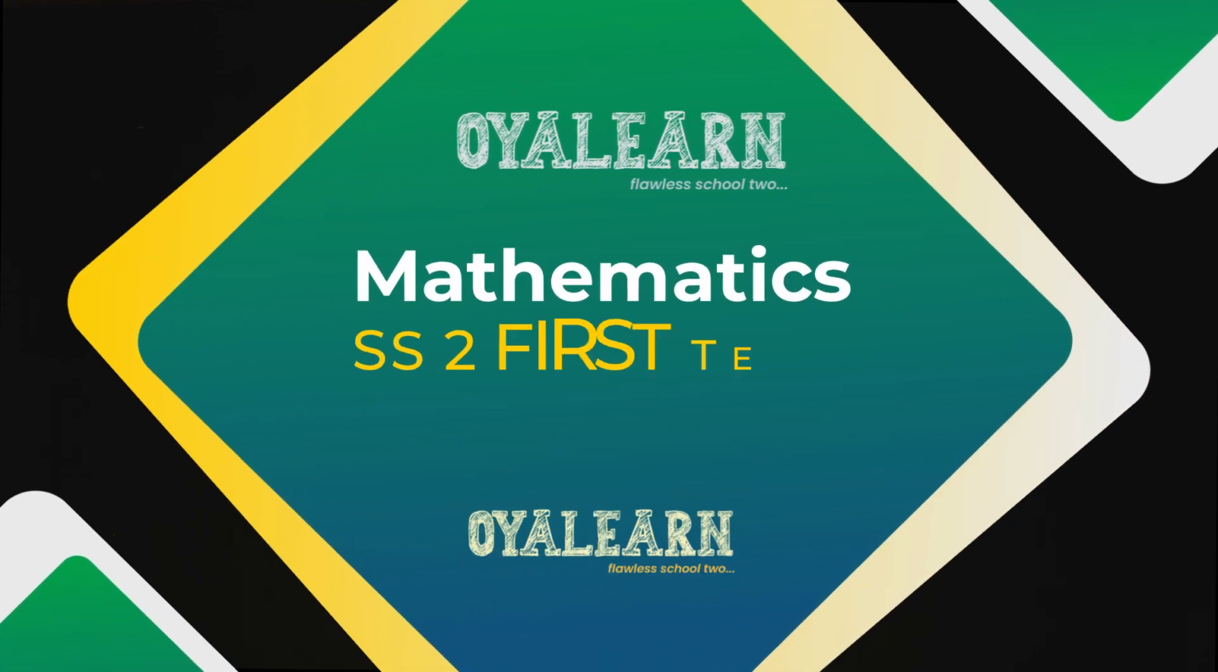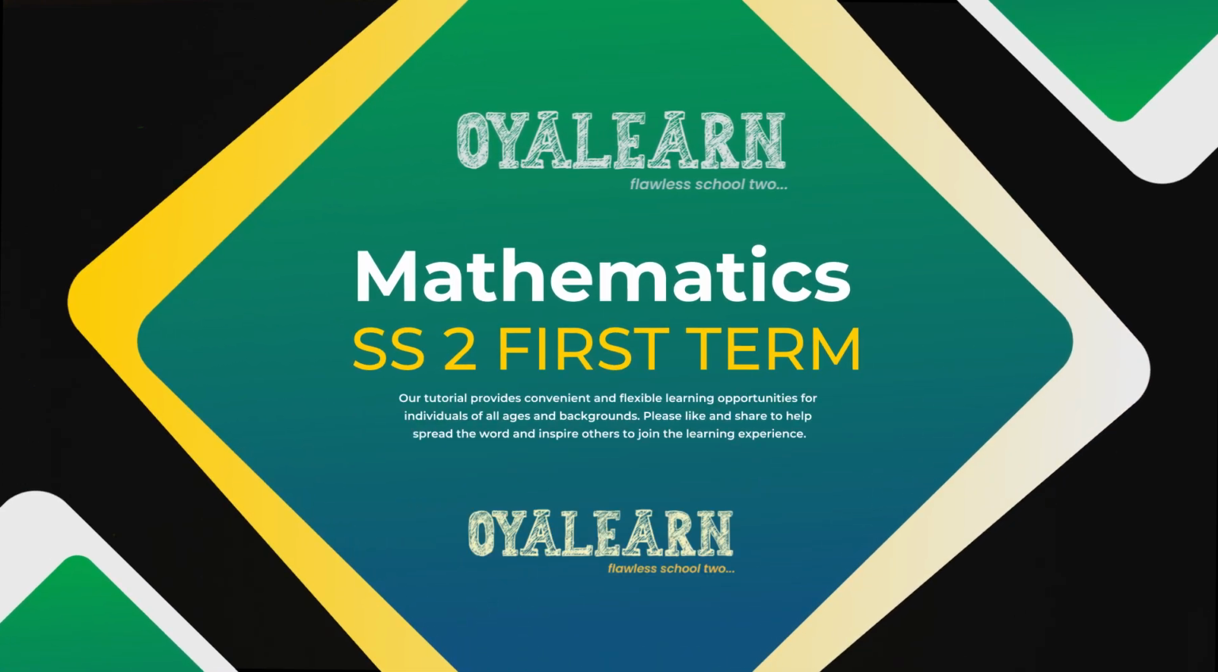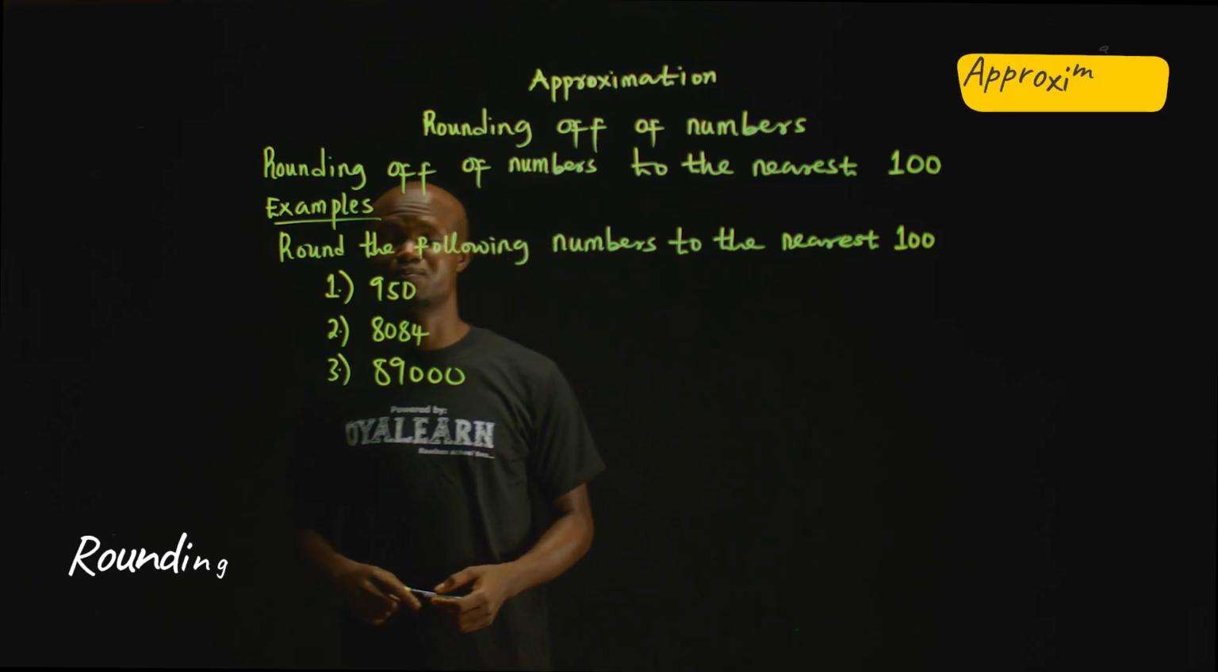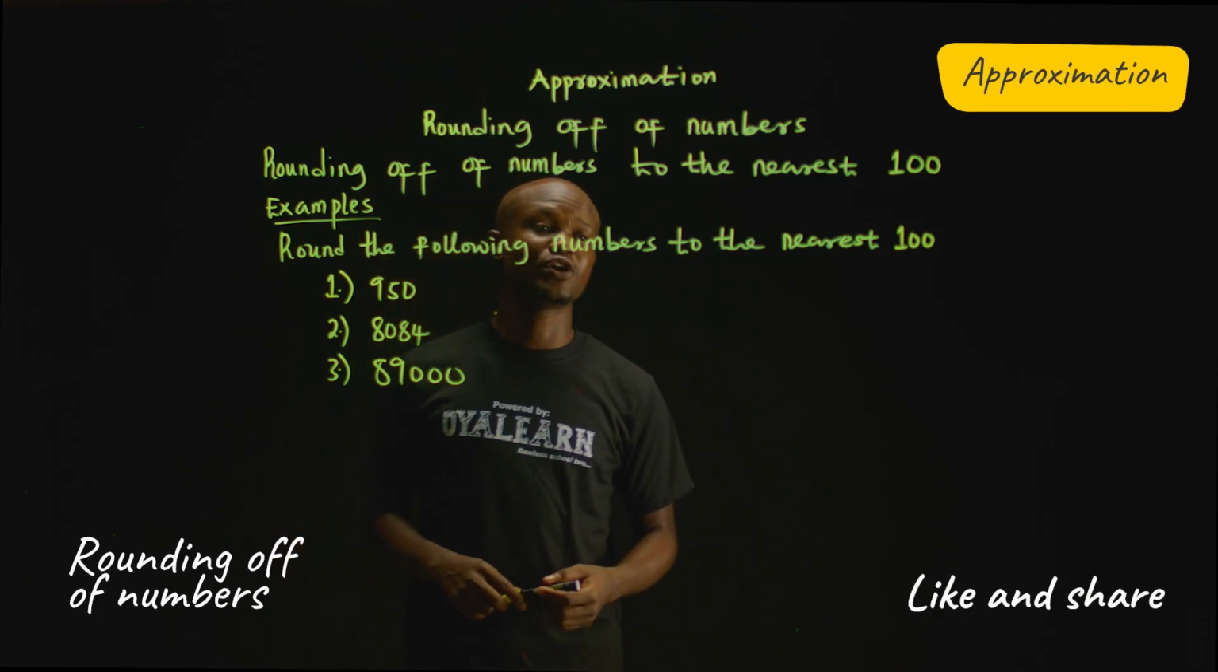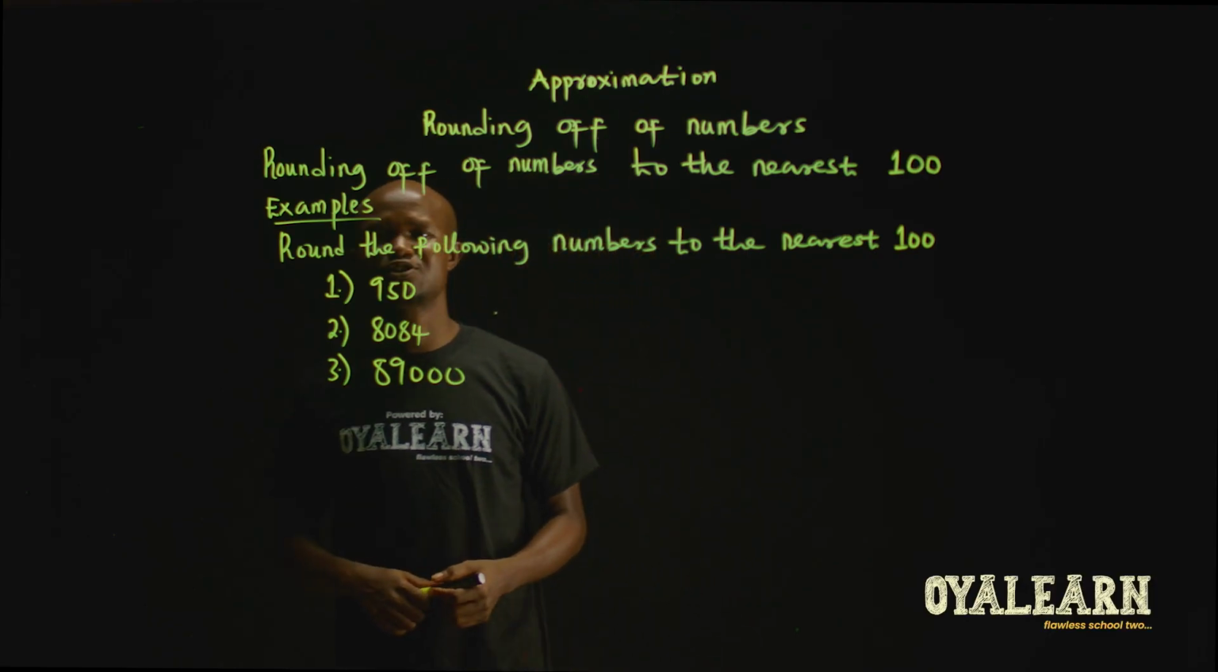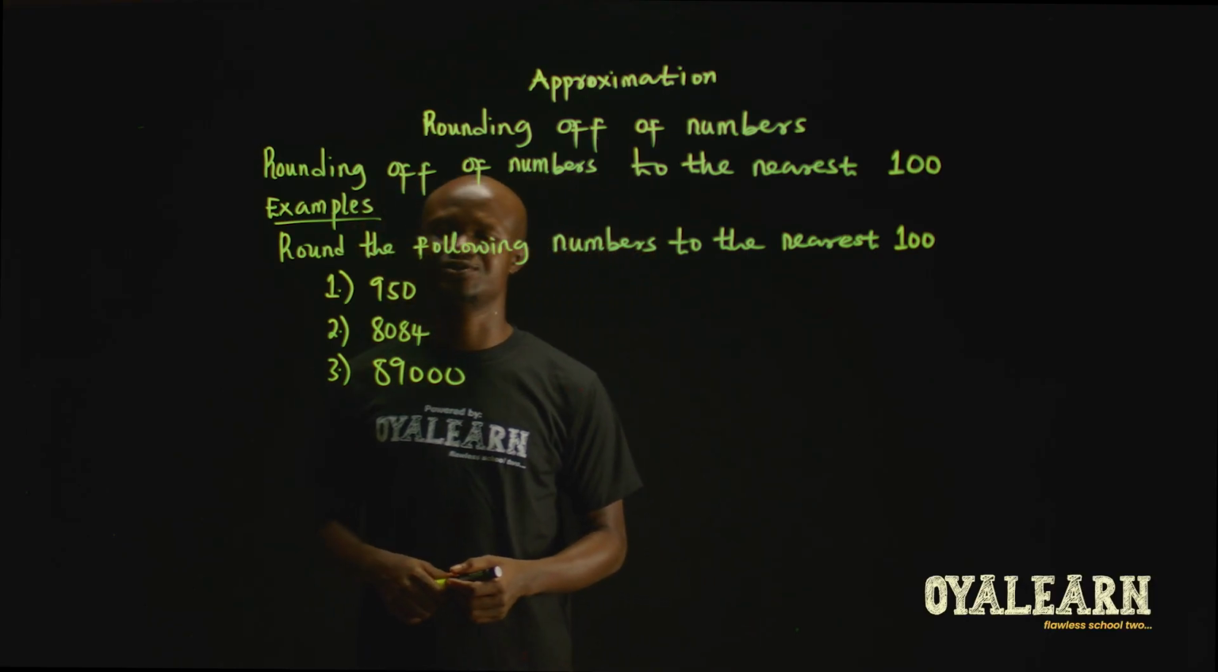Rounding off of numbers to the nearest 100. Examples. Round the following numbers to the nearest 100. The first number here is what? 950.